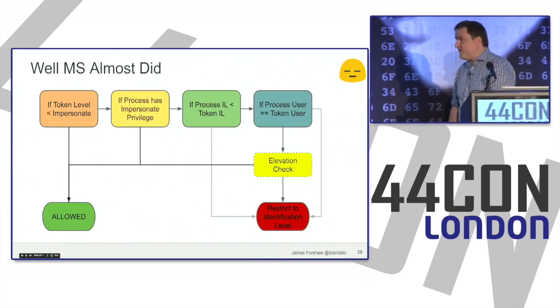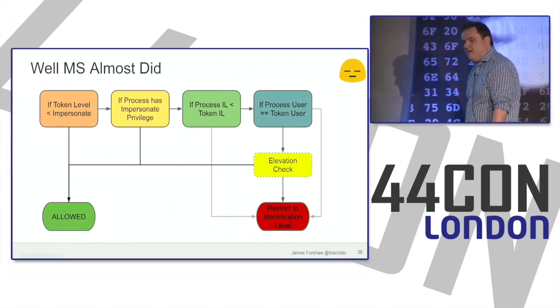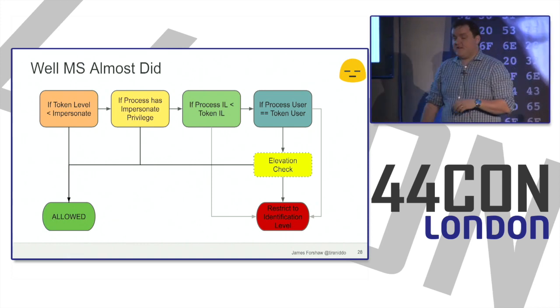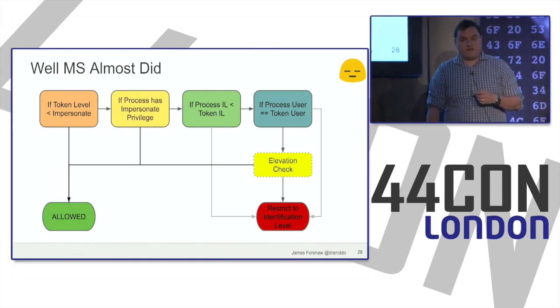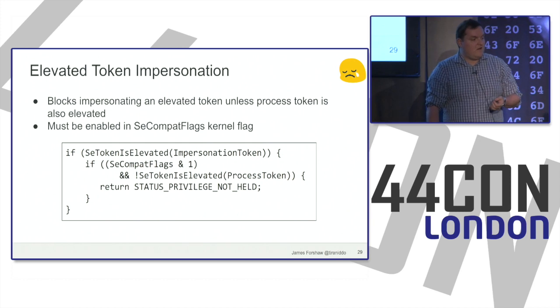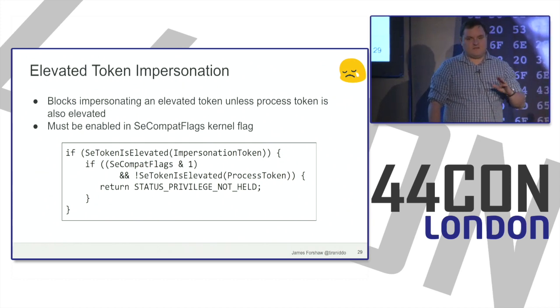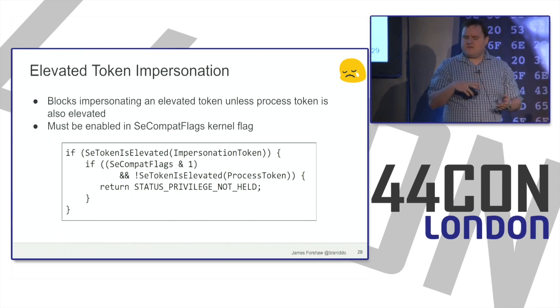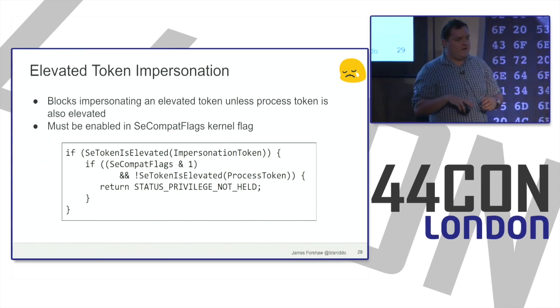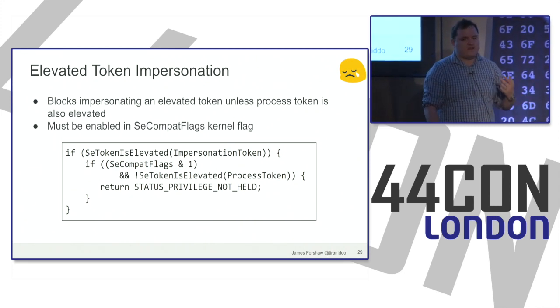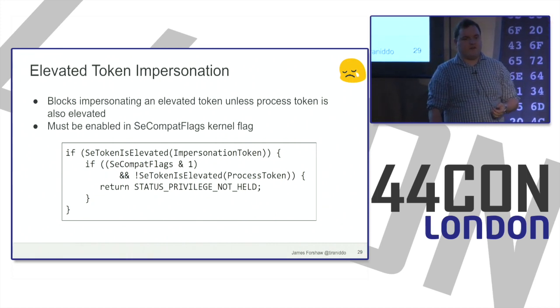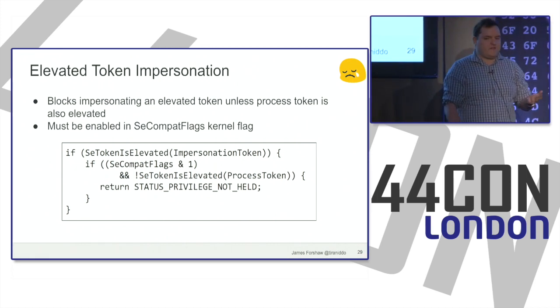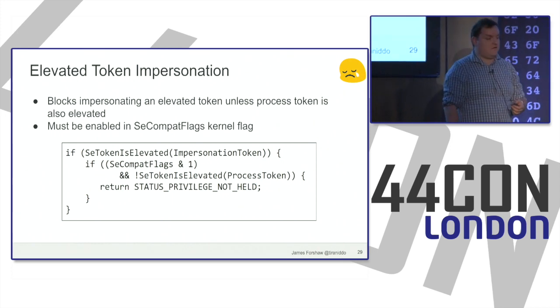So Microsoft almost fixed it in Windows 10. During the impersonation process, a new check was introduced, and it's basically this: if the impersonation token is high, but the current process's token is not high, don't allow it. But unfortunately, this is only enabled if you change the default configuration, which is a bit of a shame. So obviously, maybe there's some compatibility issues somewhere.